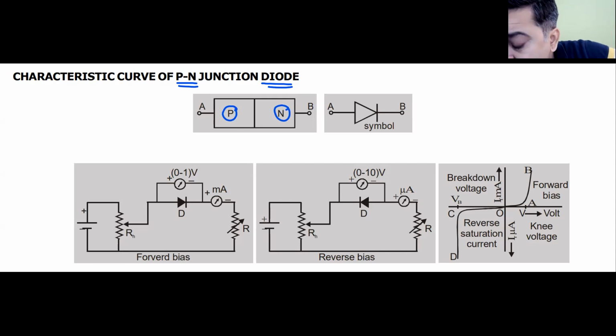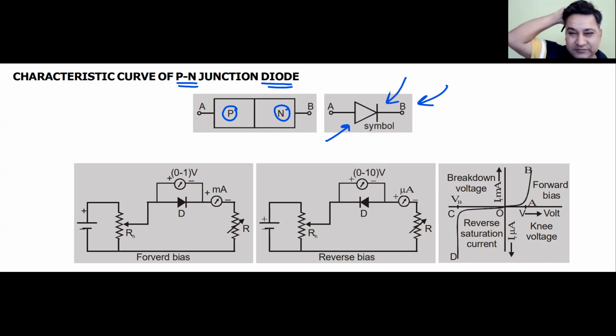Now, how do we represent this? It is represented in this symbol, the arrow and one bar after the triangle. That bar becomes the N side and that triangle becomes the P side. Do we understand this?